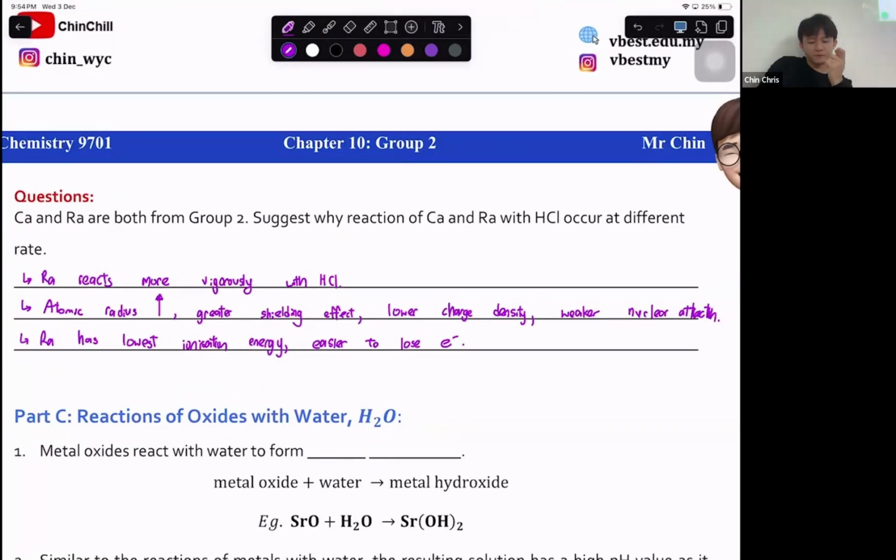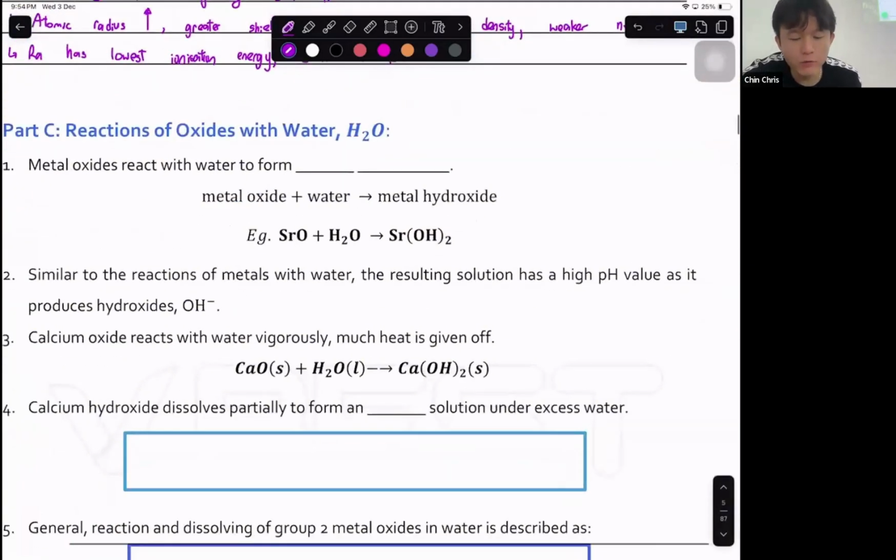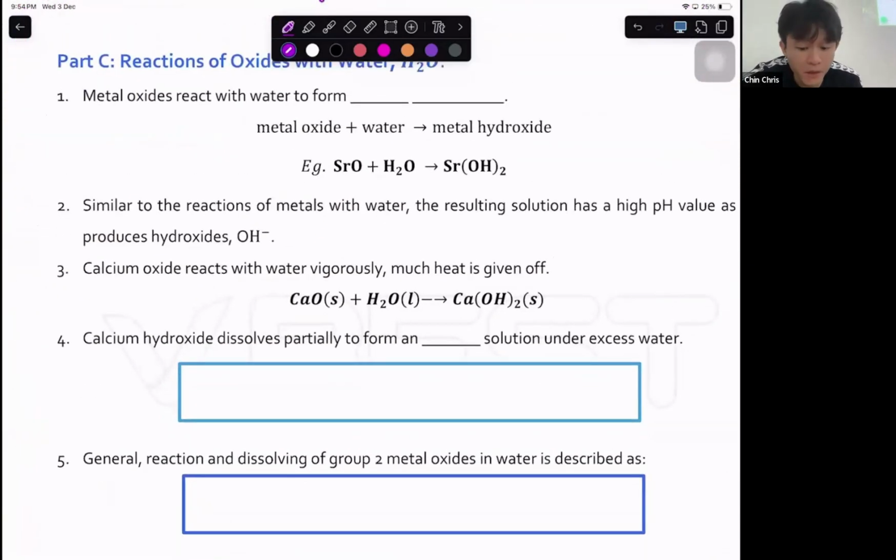Alright guys, next. Reaction of oxides with water. Metal oxide reacts with water to form metal hydroxide. Example, strontium oxide reacts with water to form strontium hydroxide.